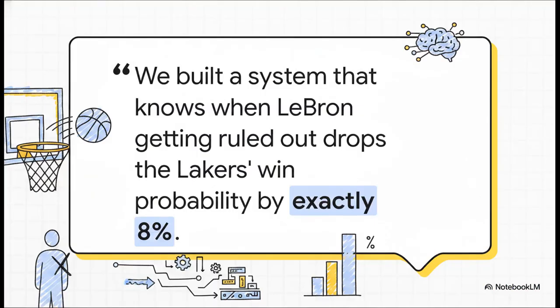Well, check this out. This is the claim. A system so fine-tuned, it knows that when LeBron gets ruled out, it drops the Lakers' win probability by exactly 8%. So how on earth does it do that? We're about to break it down layer by layer.